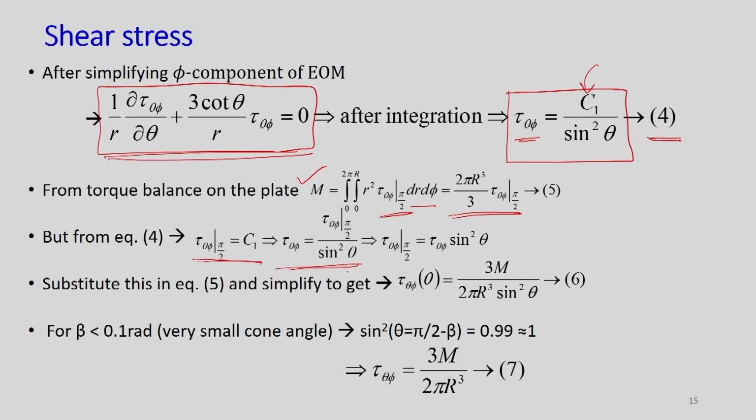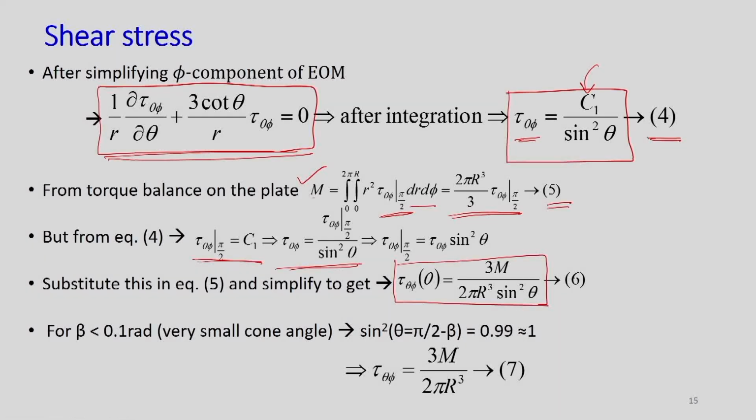Now, this information is incomplete, you cannot directly use it, but from equation number 5, the torque balance, what do we get? We get tau theta phi at pi by 2 equals 3M divided by 2 pi r cube. When you substitute here, you get tau theta phi as a function of theta, that is 3M by 2 pi r cube sin square theta.